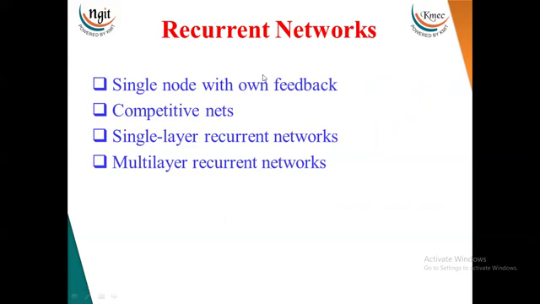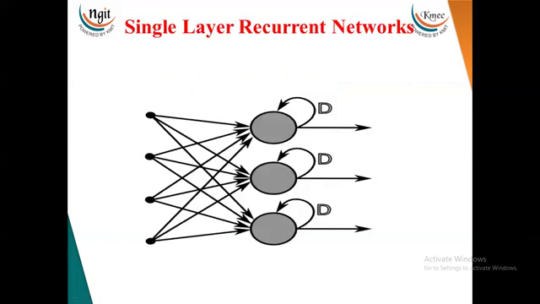Single node with own feedback means within the same loop you'll have the feedback. Single layer recurrent networks will have only one layer with the recurrent property, where you can feed back the data. Multi-layer will have multiple types of layers, those are hidden layers. Now, single layer recurrent networks. If you see here, these are recurrent. In the same layer you are changing the input, and you will check whether it is optimal. If not, I'll go there again. It will be in the same layer.